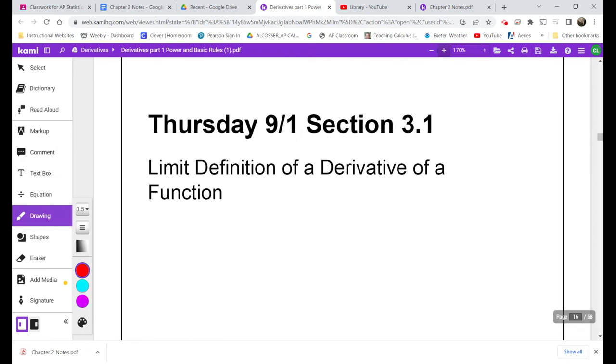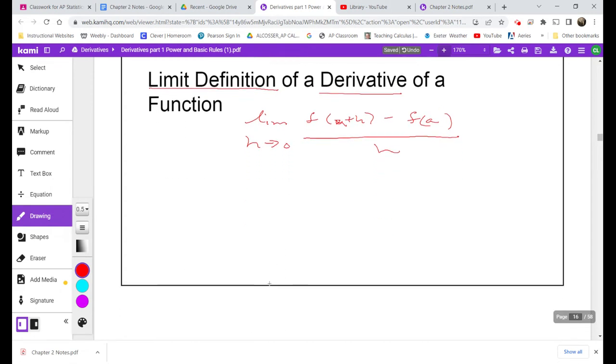All right, guys, we are extending our conversation on the limit definition of a derivative. The other day we did this: the limit as h approaches zero of f of x plus h minus f of a, where this is going to be an a, as h approaches zero. So that was our definition to find the slope of a tangent line.